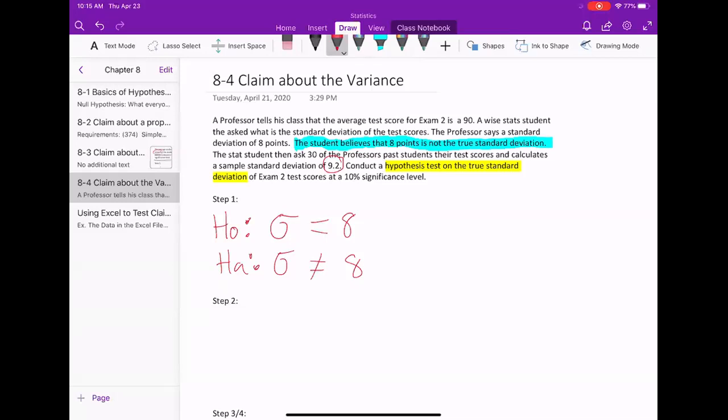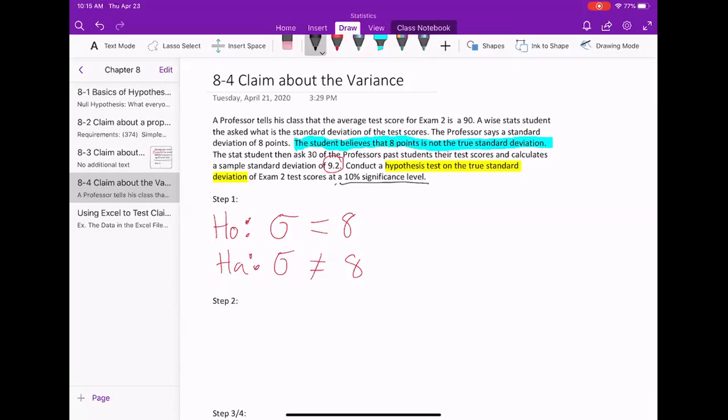All right, your claim is what decides what type of problem this is. So since the student believes 8 points is not the true standard deviation, it is a not equals problem. Any questions on that? And then again, we have our lovely significance level, which we need to know to finish step 1.